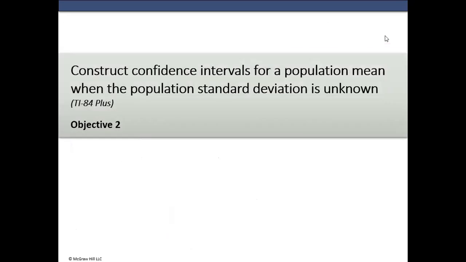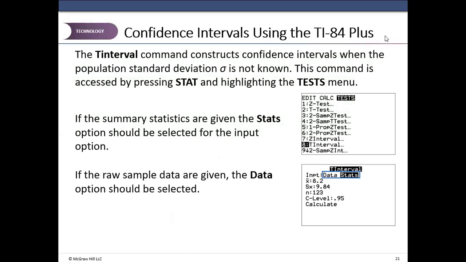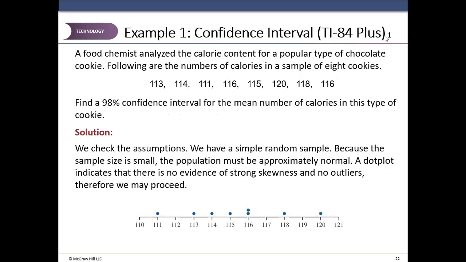Construct a confidence interval for a population mean when the population standard deviation is unknown, TI-84 Plus. The T interval command constructs a confidence interval when the population standard deviation sigma is not known. This command is accessed by pressing STAT and then highlighting the TESTS menu. If the summary stats are given, the Stats option should be used for the input option. If raw sample data are given, the Data option should be selected.